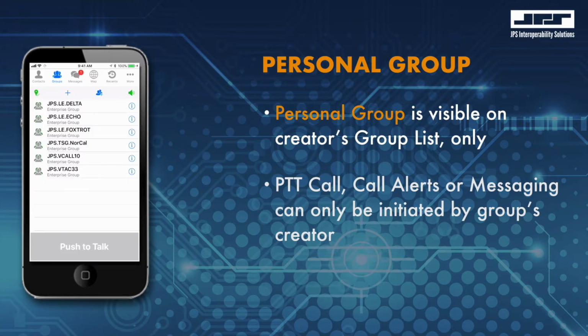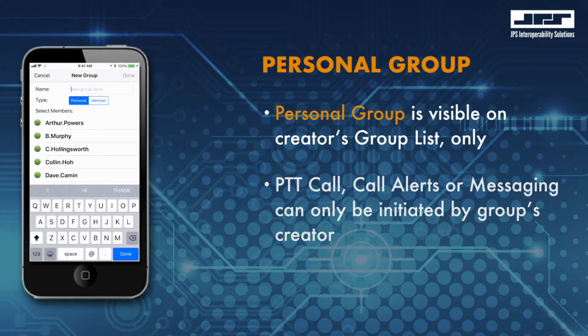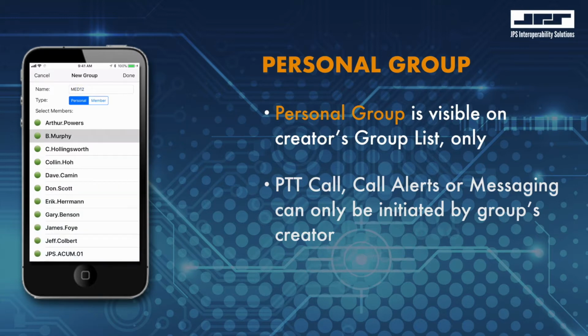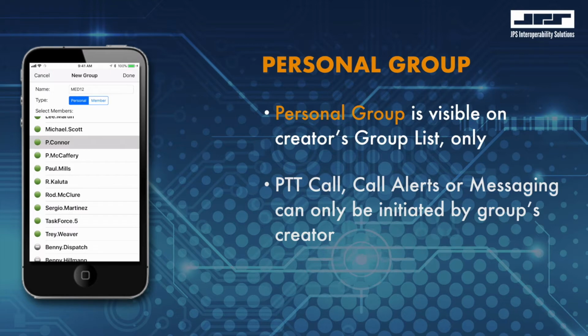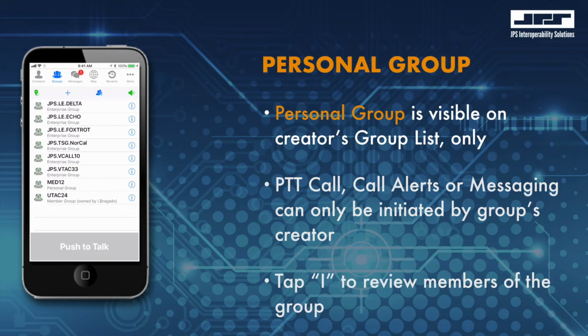To create a personal group, tap the New Groups icon, that would be the dual silhouette with the plus sign. Enter a unique group name, and then highlight each of the VIA users that will be members of the personal group. Those members can be LTE users as well as radio gateways. Tap Personal Group Type, and then tap Done. To review the members of the group, tap the I at the right of the group name.